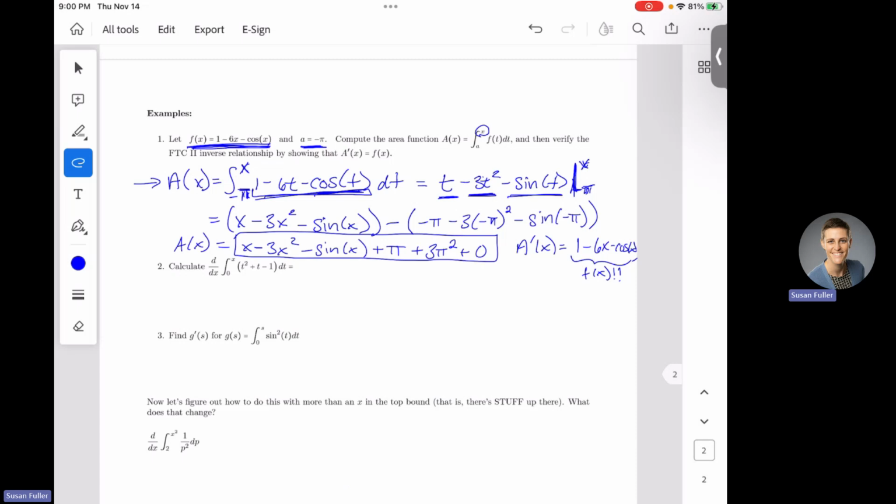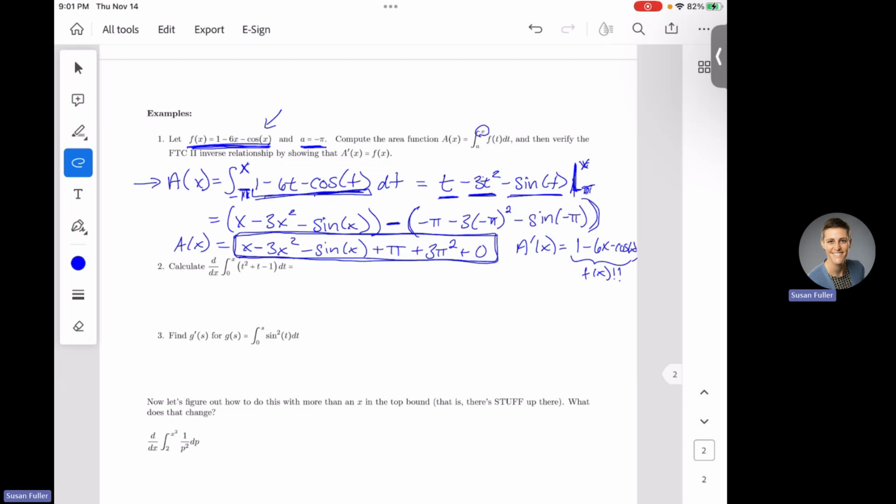And so we plug our bounds in. We plug x in and we subtract what we get when we plug negative pi in. And after we plug all of that in and evaluate it, this is my area function. So when I plug an x value into this, what I get out is the area underneath this function from x equals negative pi to x equals whatever value I plug in.